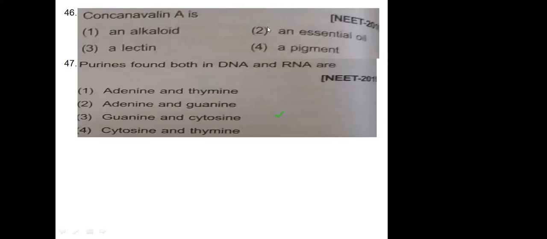So by this, we are going to end up with the session. We discussed a few sets of questions regarding biomolecules. In the next class, we can continue with the physiology concept. Okay, thank you.